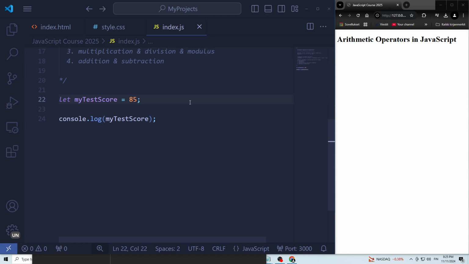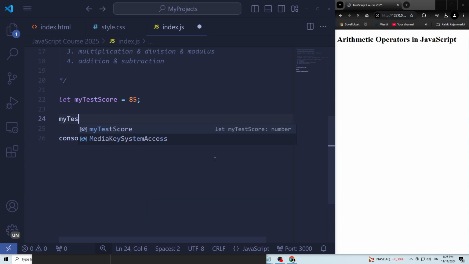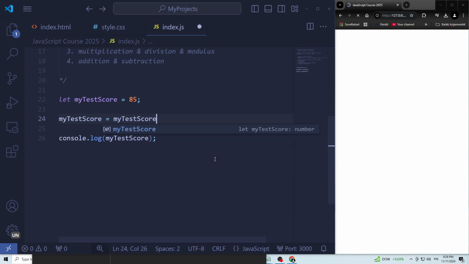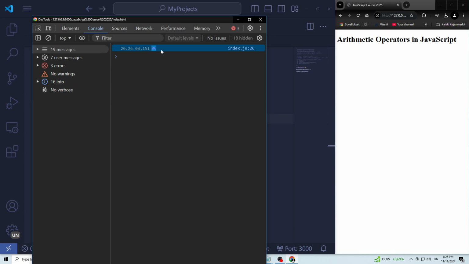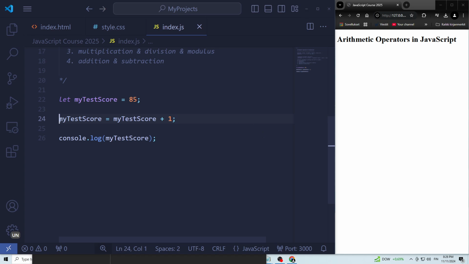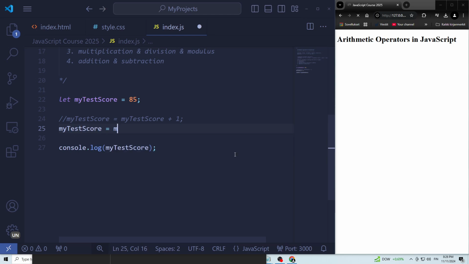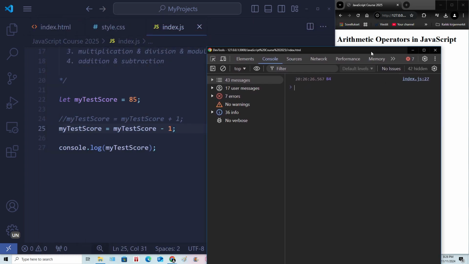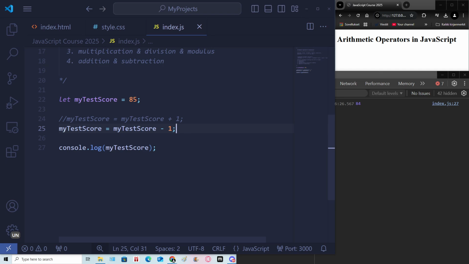So first I'm gonna be doing the addition. I'm gonna say my test score equals, now this is the reassignment operator, and I'm reassigning the value that the variable my test score contains. So my test score equals itself plus 1. So you know how much it is now? Well, it's 86. Alright. I'm gonna comment this line out. Then we can do subtraction. So my test score equals my test score minus 1. Then it's gonna be 84. Alright. Then we can go ahead and comment this one out.